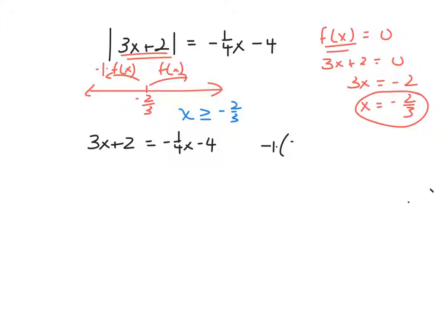I had to multiply it by negative 1: 3x plus 2 equals negative 1/4 x minus 4. And keep in mind something very important: I only had to multiply this function by negative 1 when it was to the left of that point. So I'm going to record that and say I only had to do this presuming that my x was less than or equal to -2/3. All right, important idea there to keep track of.